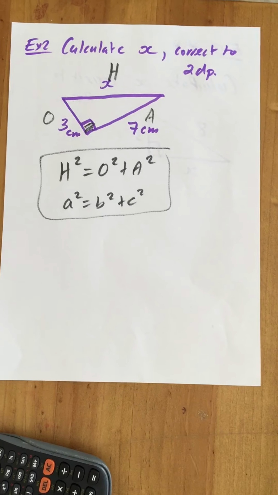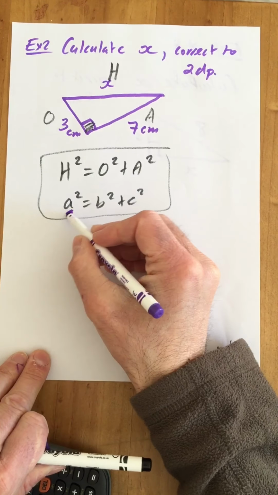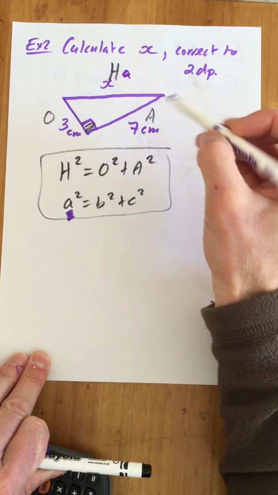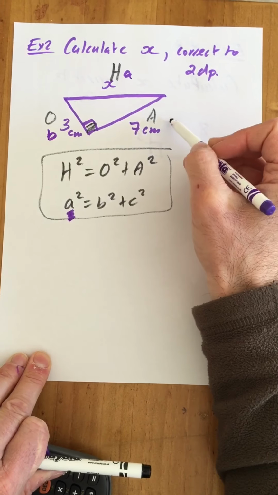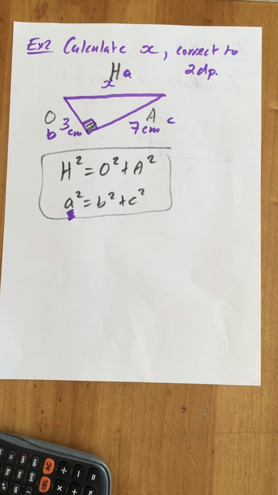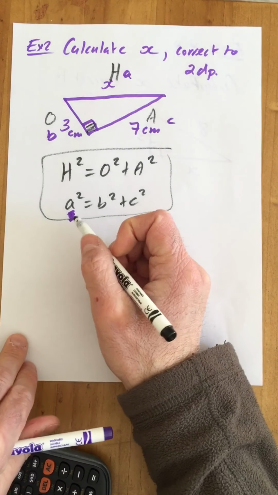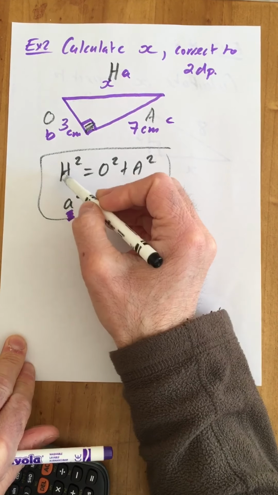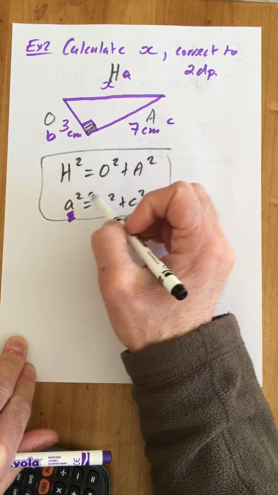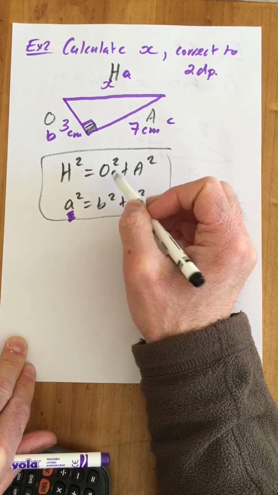If, on the other hand, you were using A, B's and C's, you would have to call the hypotenuse A. So this would be little a, and then this would be B, and this would be C. So pick a method and stick with it. Either H's, O's and A's, or use A, B's and C's. It doesn't matter which formula we use, either h squared equals o squared plus a squared, or little a squared equals little b squared plus little c squared.